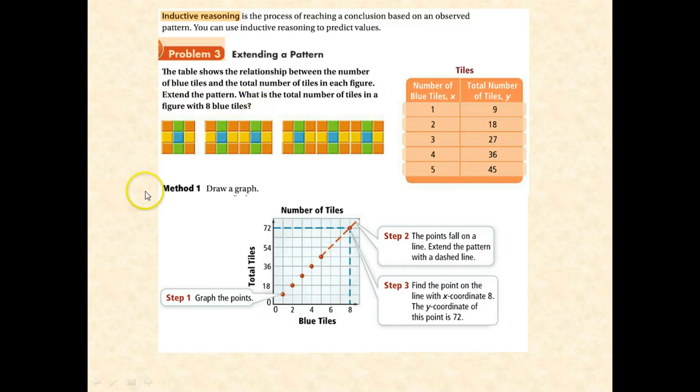Well, we got a few different methods we can use. We can draw a graph. When there was 1 blue tile, there was 9 total tiles. When there was 2 blue tiles, there was 18, and we could continue this path. Unless we're using graph paper, that's not going to come out real nice. So if you're using graph paper, cool. If you're not, maybe you should try something else.